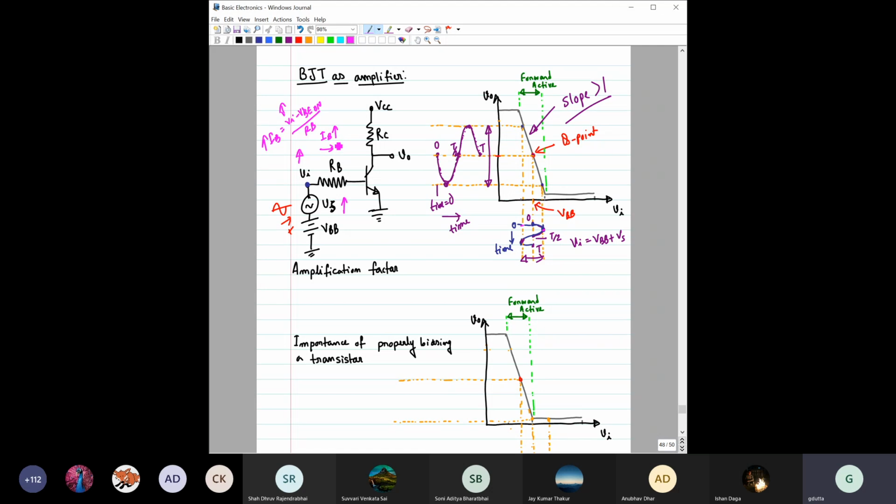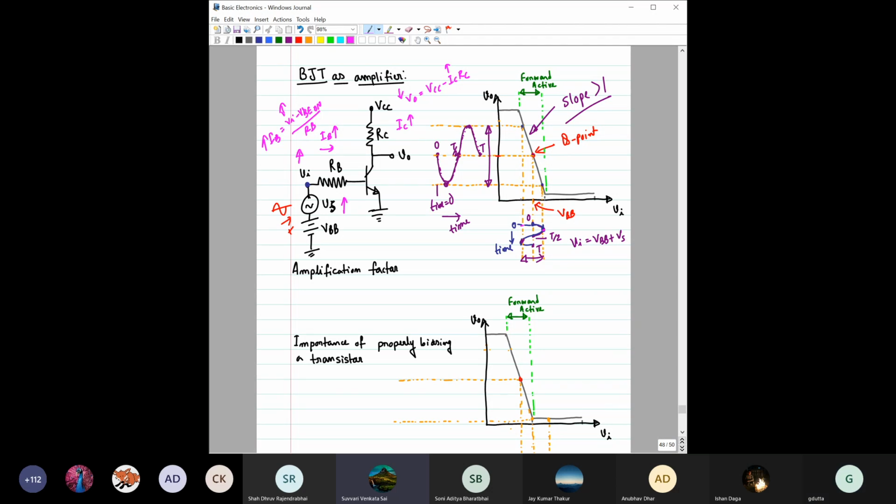So if this IB increases, then what will happen to IC? IC will also increase, right? Now, what is this V output? V output equals VCC minus IC times RC, right? So if IC increases, then V output should reduce, right? So it is expected from the circuit analysis as well that there should be a 180-degree phase shift between the input and output signal. If you take the output signal from here, you can see a 180-degree phase shift in the output signal, even though it is amplified.